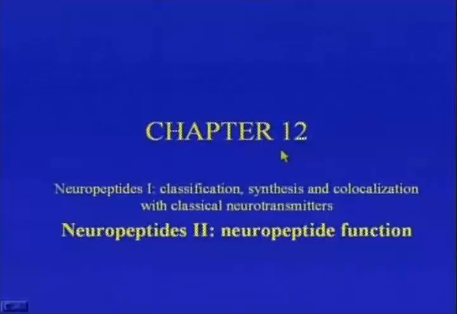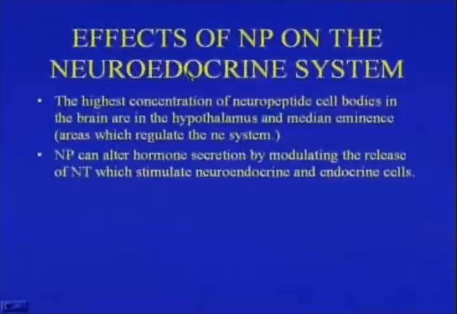We now continue our discussion of Chapter 12. This is Lecture Chapter 12-3 on neuropeptide function. So we now consider the effects of neuropeptides on the neuroendocrine system. In the prior lecture, 12-2, we had talked about the effects on synthesis of ACTH through corticotropin-releasing hormone. We'll now think of it on a slightly broader scale with a bit different perspective.